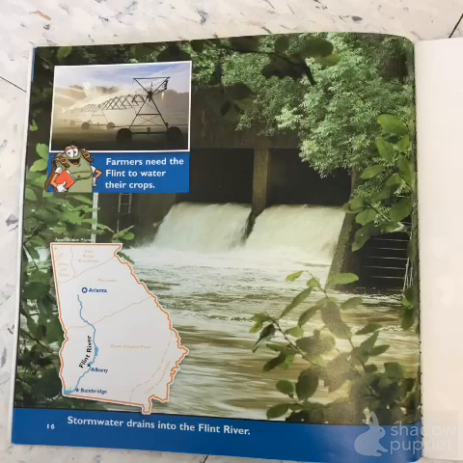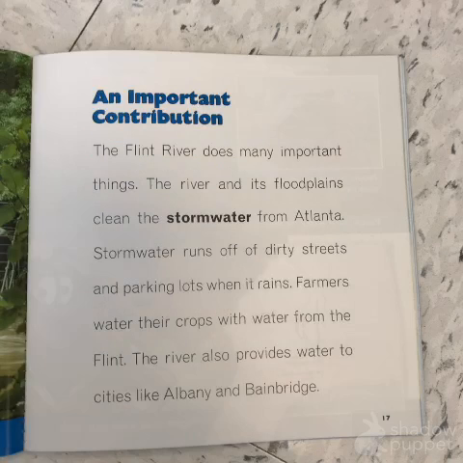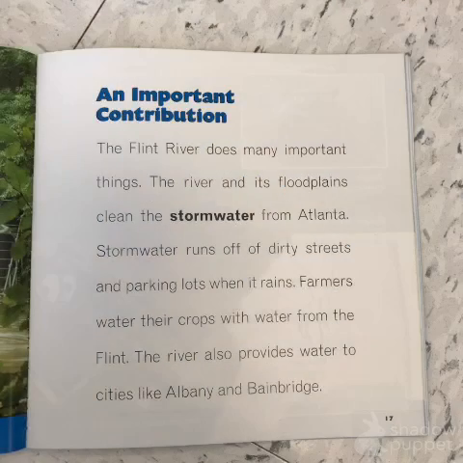Farmers need the Flint River to water their crops. Stormwater drains into the Flint River. An important contribution. The Flint River does many important things. The river and its floodplains clean the stormwater from Atlanta. Stormwater runs off dirty streets and parking lots when it rains. Farmers water their crops with water from the Flint. The river also provides water to cities like Albany and Bainbridge.